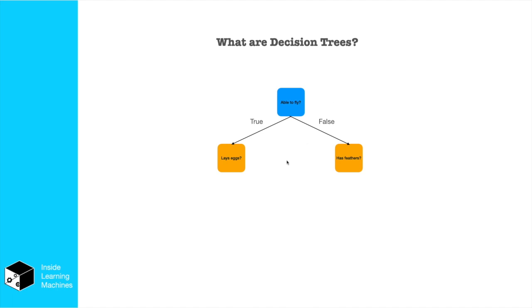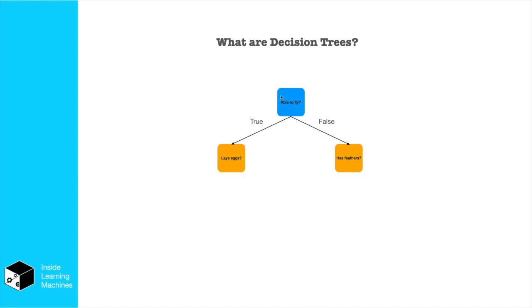In this case, our follow-on questions are represented by the orange nodes. These are what we would call interior nodes to the tree. These are just further questions that we're asking on the data. So if we answer the first question as true, so if the animal is able to fly, the next question I want to ask is, can the animal lay eggs? Conversely, if the animal is not able to fly, then the next question I'm going to ask is, does the animal have feathers?